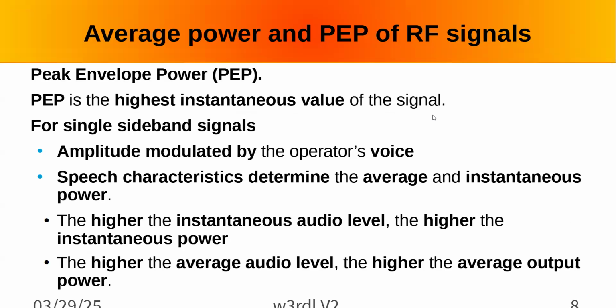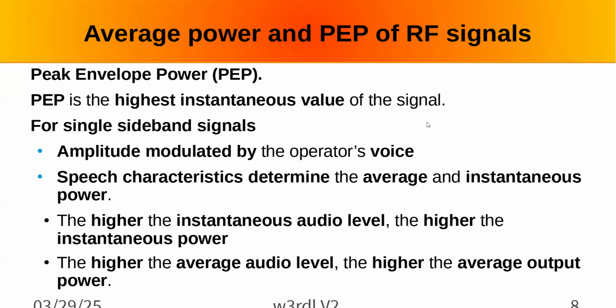So we talked a little bit about peak envelope power. A lot of the definitions and things you see are confusing, but it's the highest instantaneous value of the signal. So when you've got a modulated waveform, whatever that highest peak is, is the peak envelope power. You're looking at the shape of the envelope. And it's going to be affected by your speech characteristic.